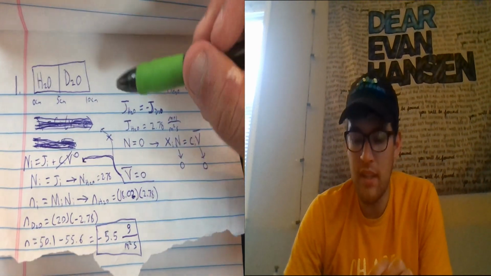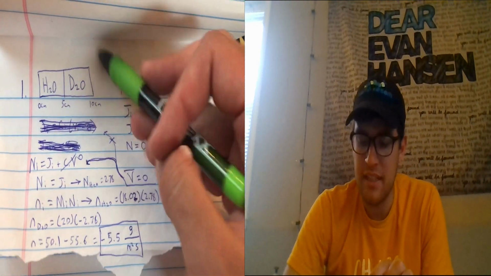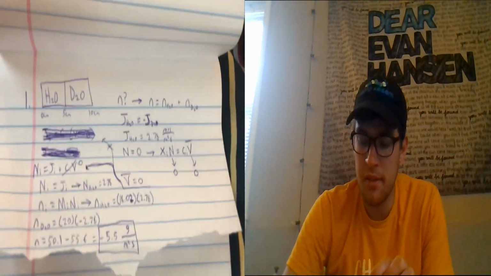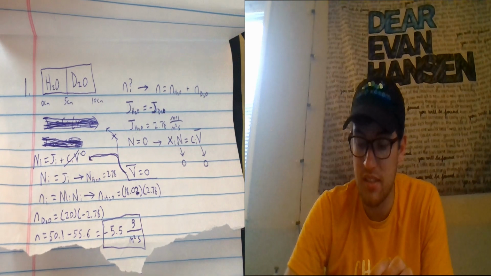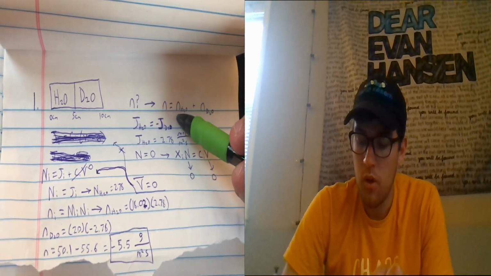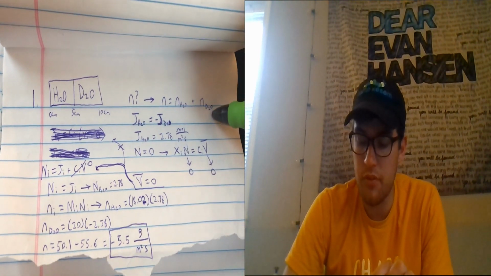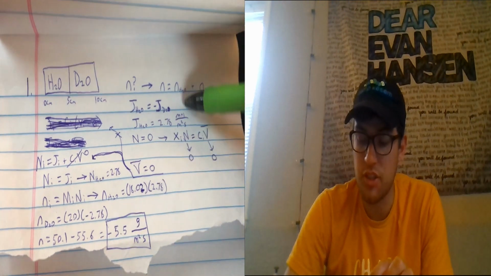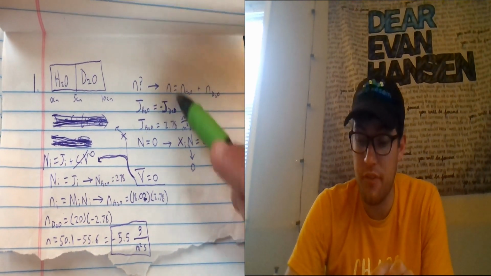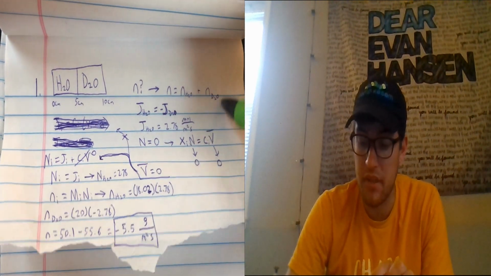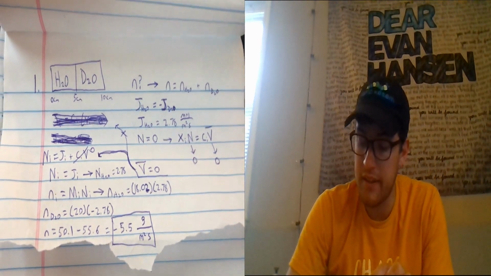Well, how do you find the mass flux of the entire system? Mass flux is equal to the mass flux of each of the components in the system summed together. So we have the mass flux of water and the mass flux of deteriorated water, and we're going to try to find both of those and sum them together, and it should give us the total mass flux.